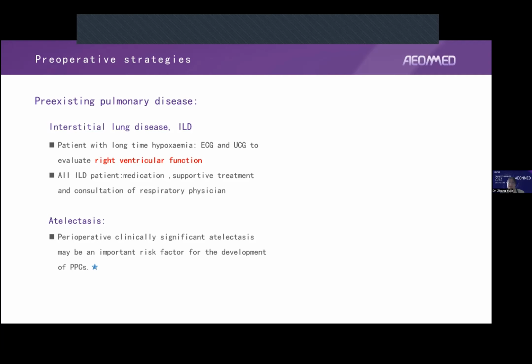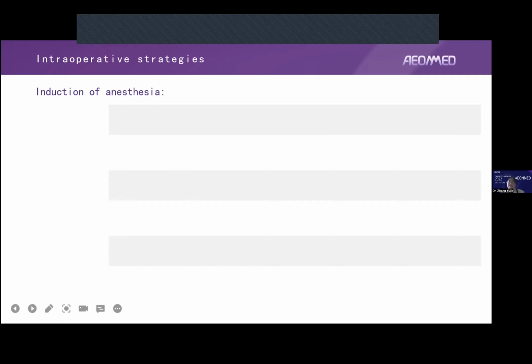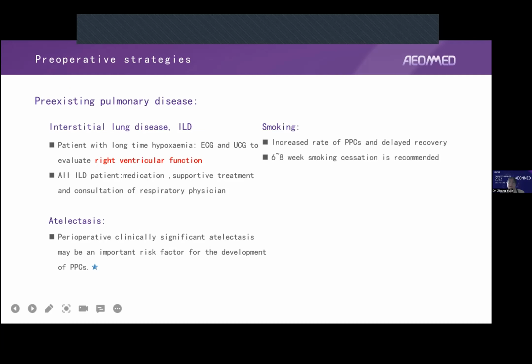And the next is smoking. Although smoking is not a diagnosed disease, it's a very common situation for patients, which can also increase the risk of PPC and delay the recovery. Japanese societies of clinical anesthesia recommend a 6 to 8 week smoking cessation before elective surgery. But it's very hard for the patient to follow that. So.